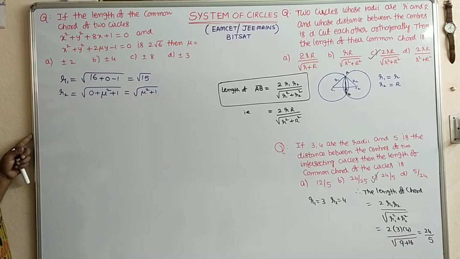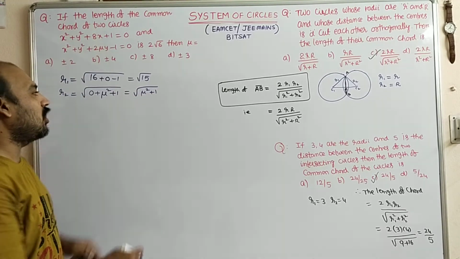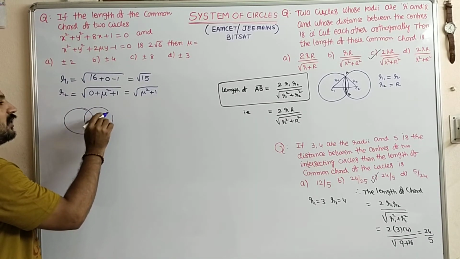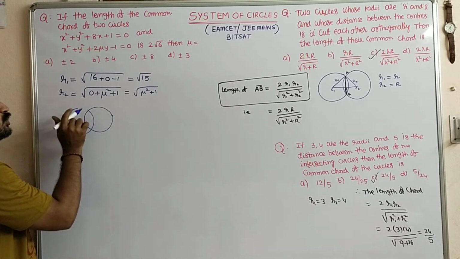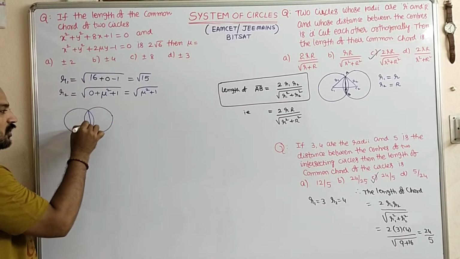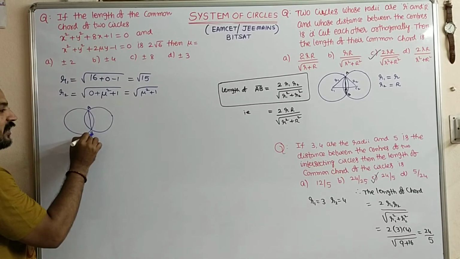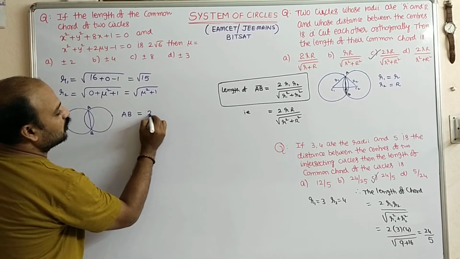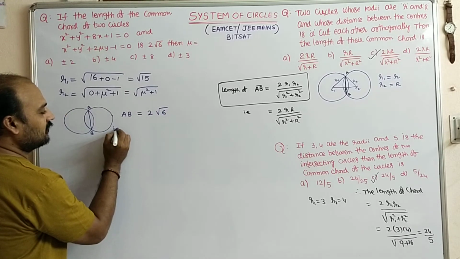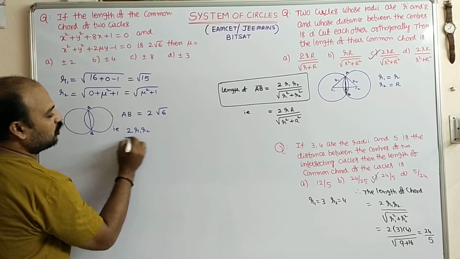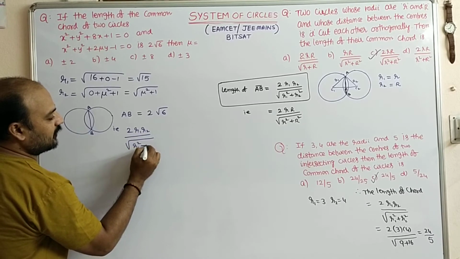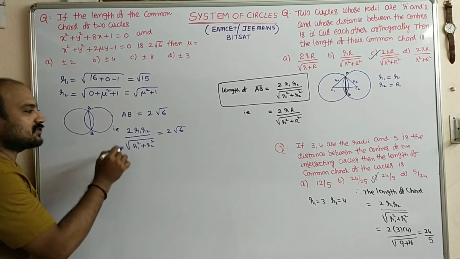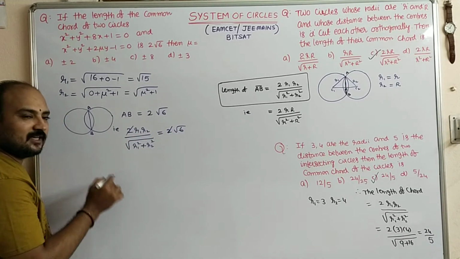This is about R2. But the length of the common chord for these two circles, whichever the circles are intersecting, that common length is given as 2 root 6. So this part AB, length is given, AB is equal to 2 root 6, that is 2 r1 r2 by root over r1 square plus r2 square is equal to 2 root 6. Both sides 2 get cancelled and cross multiply.